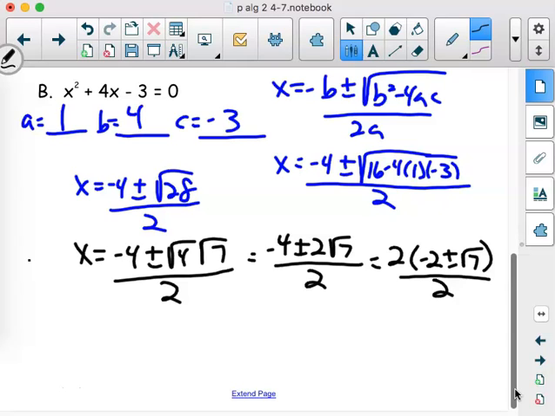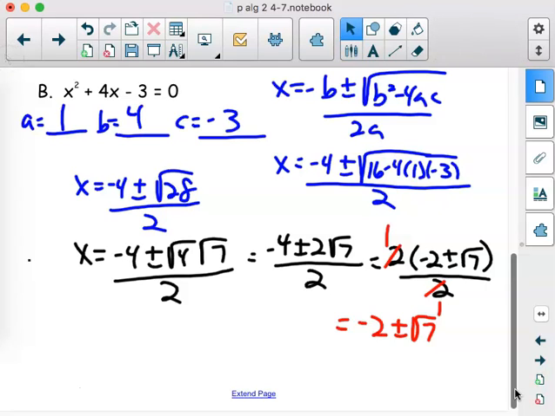Now, here's the reason we want to do that. Canceling is a form of division. In order to divide, you have to see multiplication. And now that we factored that 2 out, we can see, yes, this was multiplied. And we have two perfect answers.